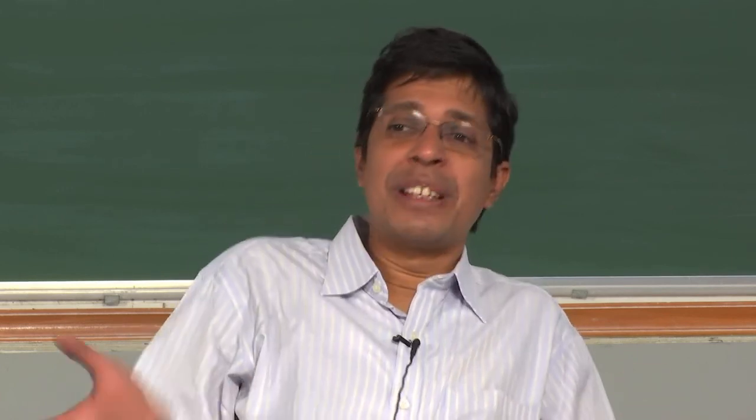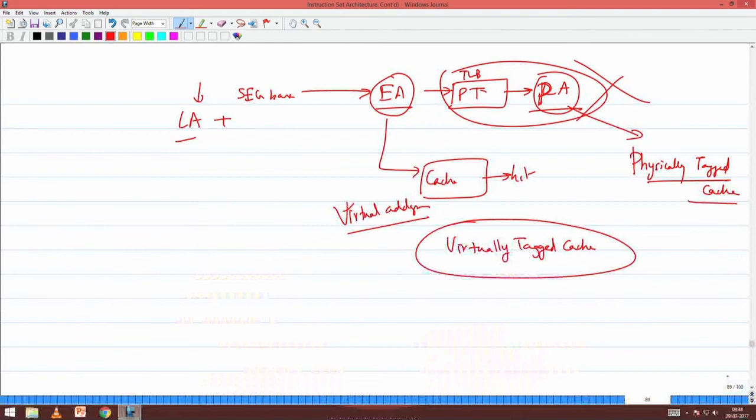If I have a cache miss, I don't know where in memory it is going to be, since this is only a virtual address. So I have to wait for the entire translation to happen, and then map it and go back. That is a big complication when I have a virtually tagged cache.